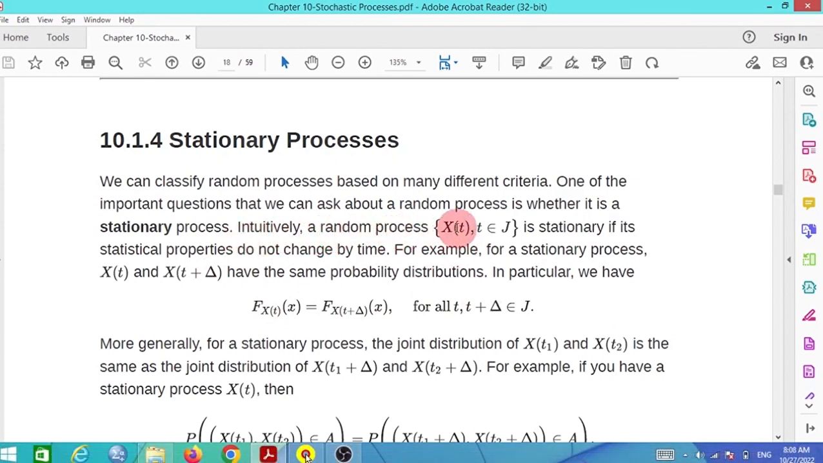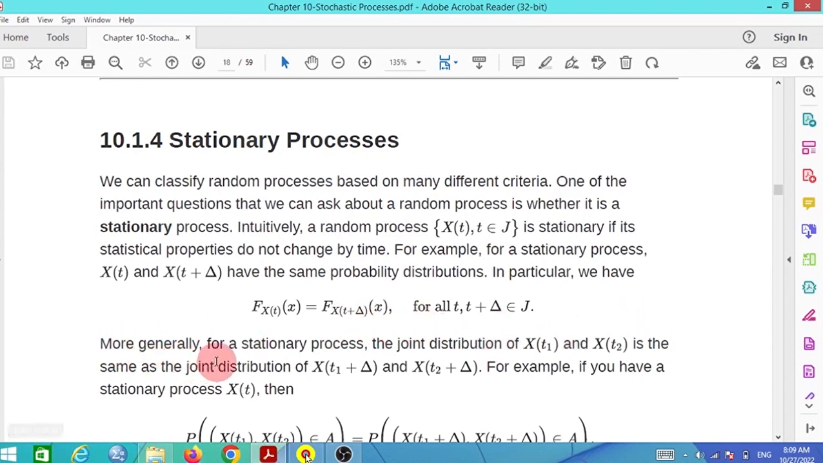Intuitively, a random process X_t is stationary if its statistical properties do not change by time. For example, for a stationary process, X_t and X_{t+delta}, where delta is any time shift, have the same probability distribution. In particular, f of X_t at point x equals f of X_{t+delta} at x.